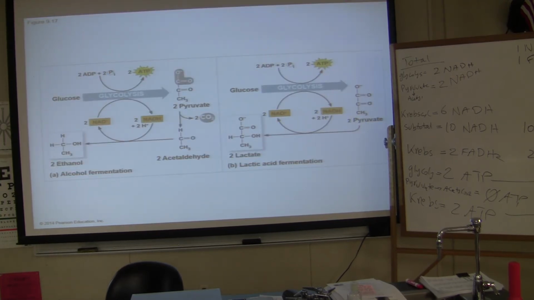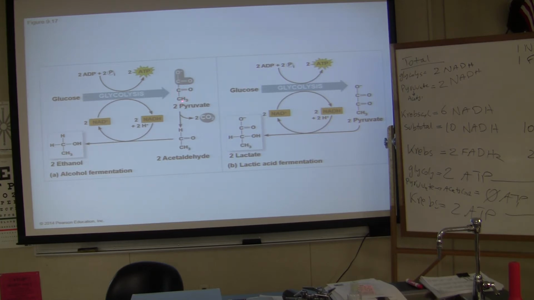Here they are. You start out with glucose. This is alcohol fermentation, and that is lactic acid fermentation. That was the homework question I asked you: what are the differences? Well, they both start with glucose. They both undergo glycolysis. They both make ATP. You guys know what I'm talking about. So far it's the same thing, everything that you learned so far.